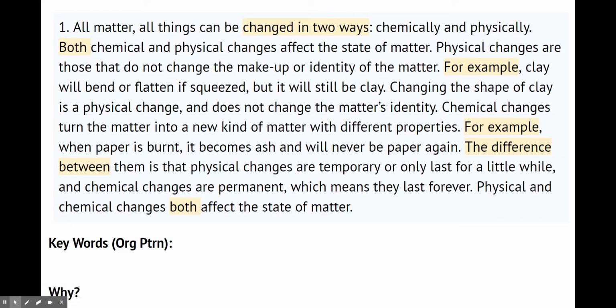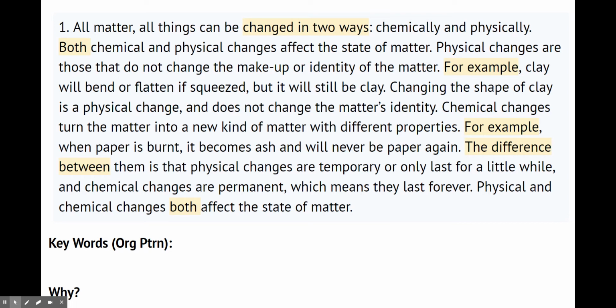Let's take a look at organizational patterns in a paragraph, specifically the keywords and what the author's purpose is and how we can understand that from those keywords. All matter, all things can be changed in two ways, chemically and physically.